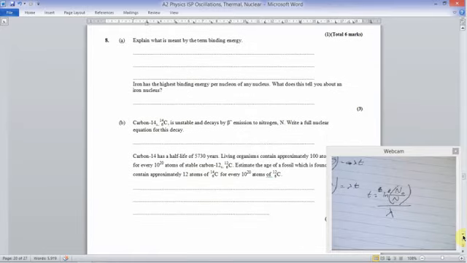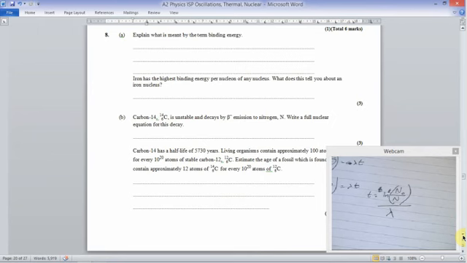Question 8. Define the term binding energy. Common question: it is the energy required to separate a nucleus into the nucleons that make it up. Iron has the highest binding energy. What does it tell you about the iron nucleus? Well, it tells you it's the most stable because it needs the most energy to break it apart into its nucleons. Therefore, it must be the most stable.